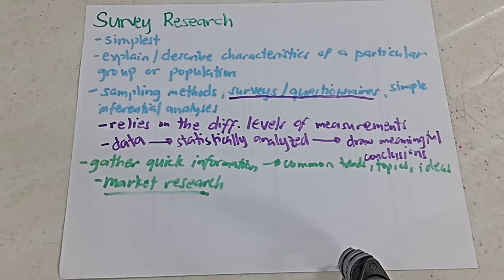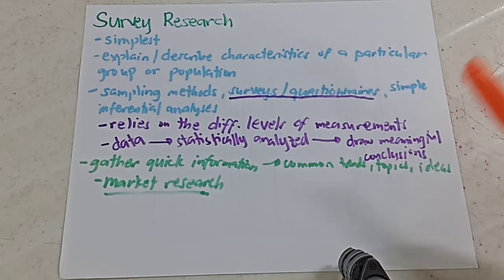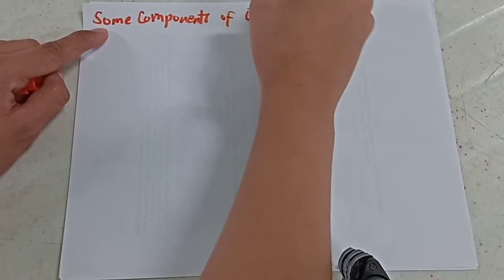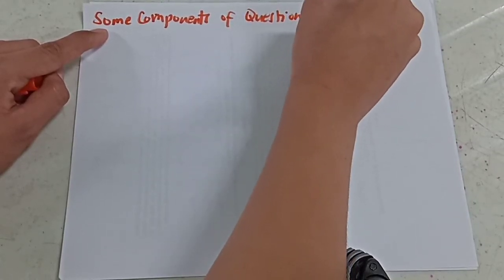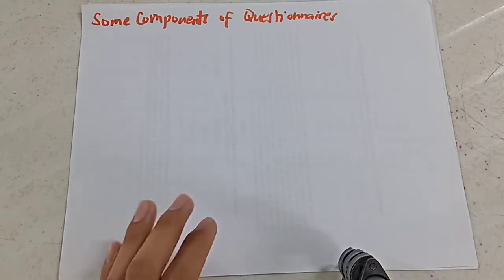So, since survey research makes use of surveys and questionnaires, let us try to give examples of the different components of the surveys used in survey research. So, let us have some components of questionnaires, meaning to say, these are the common methods, or the common content of the questionnaires, of the surveys.